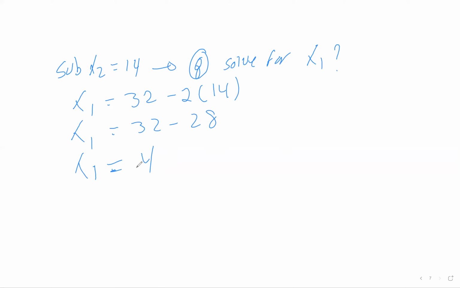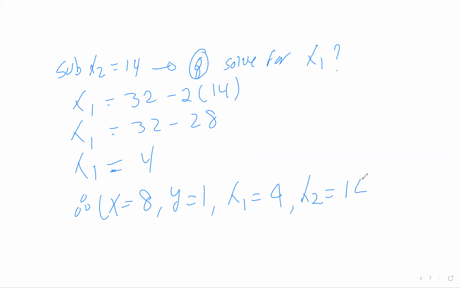So now, in conclusion, because I don't have parts B and C for this question, it's just this one. So you can write that x is equal to 8, y is equal to 1, lambda 1 is equal to 4, lambda 2 is equal to 14 is a valid candidate.